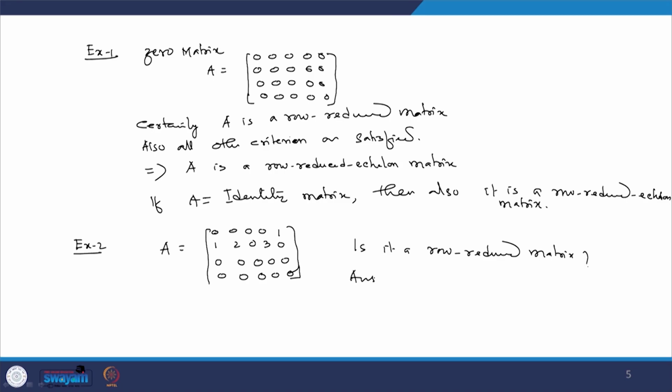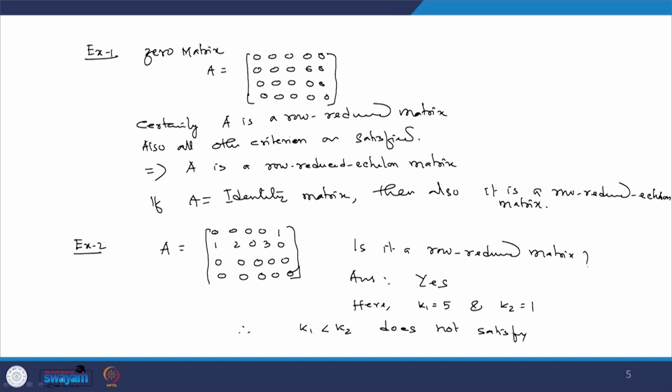Answer is yes. We see that it satisfied all these criteria. So, next is, does it satisfy two more criteria? Here the leading entry on the first non-zero row appears in K1 equal to 5, the fifth column, and K2 equal to 1. So, this implies K1 less than K2 does not hold, it does not satisfy it. Therefore, this A cannot be a row reduced echelon matrix.